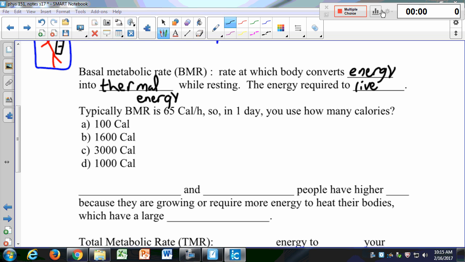Let's say that your basal metabolic rate is 65 calories per hour. That is, if you're just sitting around, your body needs 65 calories just to live, for your heart to beat, for your brain to function, for you to breathe. If that's your basal metabolic rate, then how many calories do you need in a single day? So in one day at 24 hours, how many calories do I need just to live during that day and not have any physical activity?